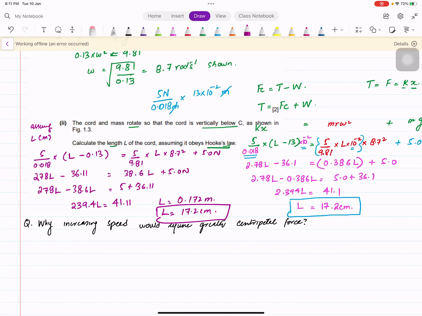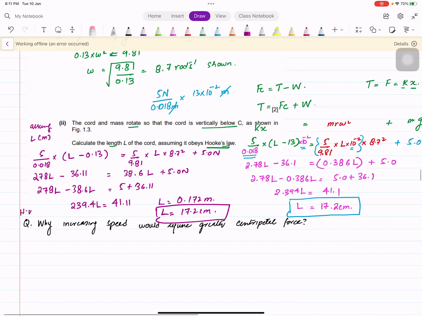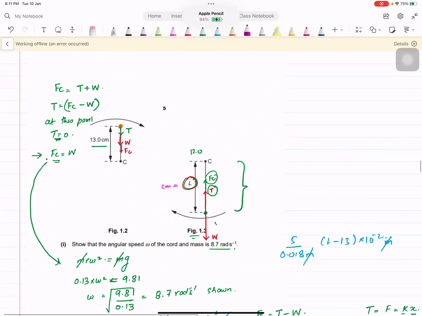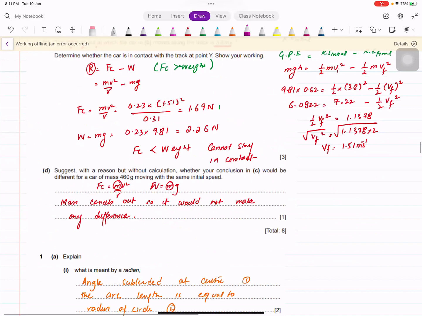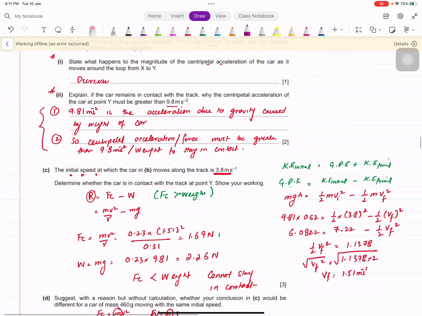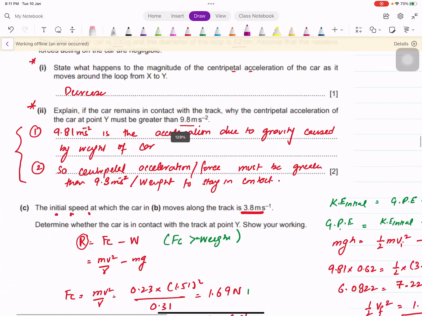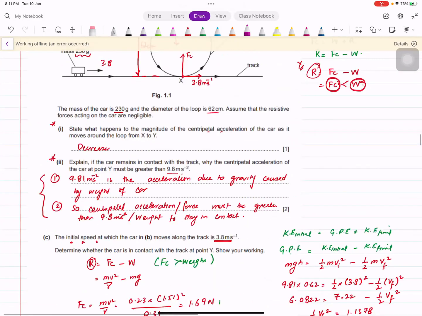So what is the answer to this? Why does increasing speed require greater centripetal force? I have given it to you within the questions. This is homework. I have explained it to you here. Sorry, this part. Okay, fine. This is very similar, so I want you to write it.